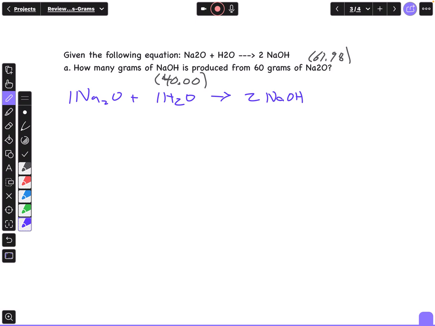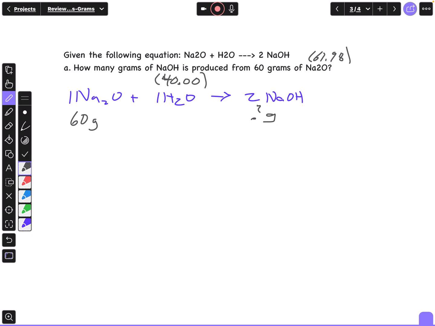So those numbers are in moles, but I'm given 60 grams of Na2O, and I want to go to grams of NaOH. And like I said, it's going to be a three-step problem. I can't go from grams to grams. I have to be in moles before I can go from moles of Na2O to moles of NaOH.